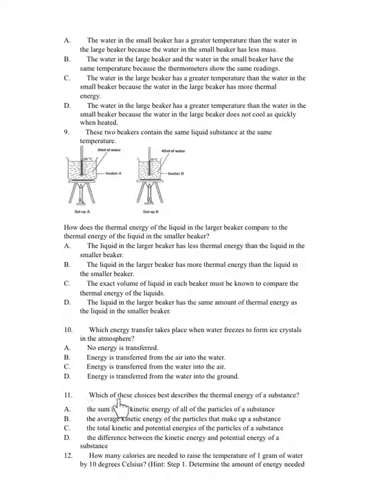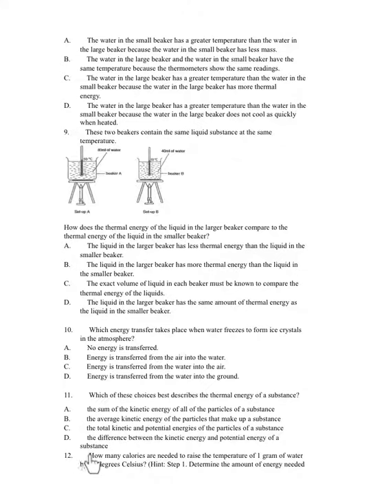Number 11. Which of these choices best describes the thermal energy of a substance? A. The sum of kinetic energy of all the particles of a substance. B. The average kinetic energy of the particles that make up the substance. C. The total kinetic and potential energies of the particles of a substance. D. The difference between the kinetic energy and the potential energy of a substance.